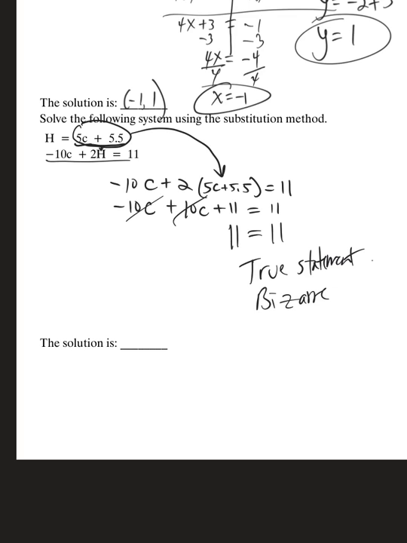If you ever do a problem like this and you end up with a sentence that's true, 0 equals 0, x equals x, 3 equals 3, that is indicative that this is a system where all real numbers will work. Or in other words, we would say infinitely many solutions.